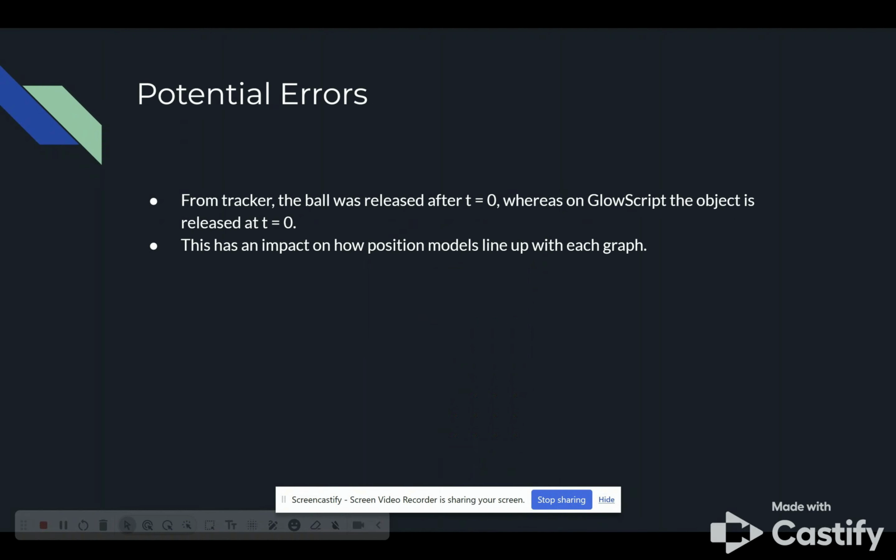There are a few potential errors with this experiment. First of all, in Tracker, the ball is released at t equals 0, whereas in GlowScript, the object is released after t equals 0. Basically, this has an impact on how the position models will line up with each graph because they'll be shifted.